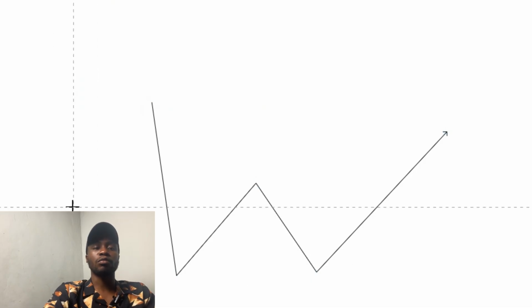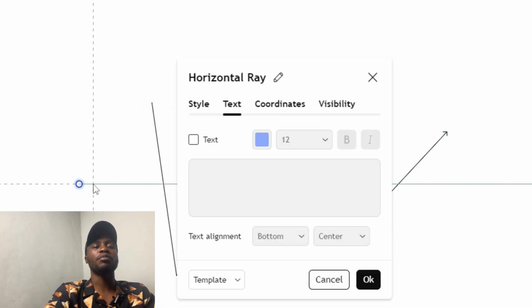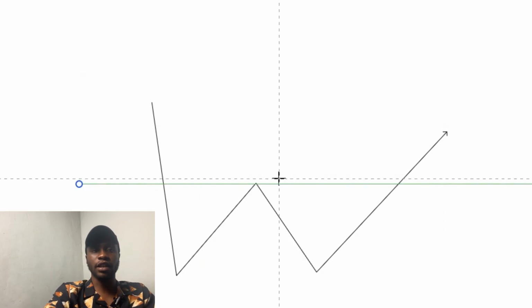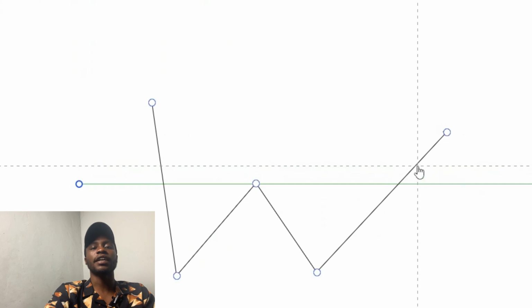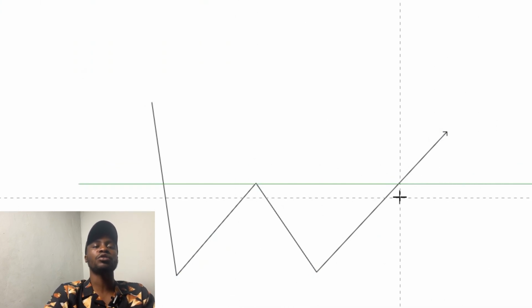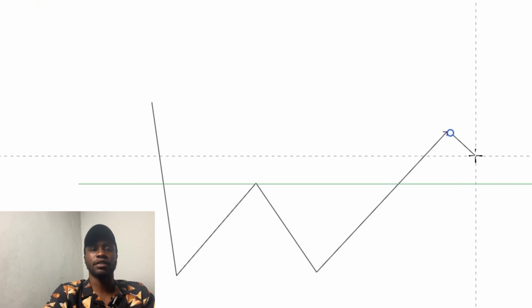The same way I trade the double top is the same way I trade the double bottom. I wait for a breakout of the neckline, a breakout of this neckline. Then I execute with my retest strategy. Guys, I don't just execute my trade after the break. I wait for a retest.